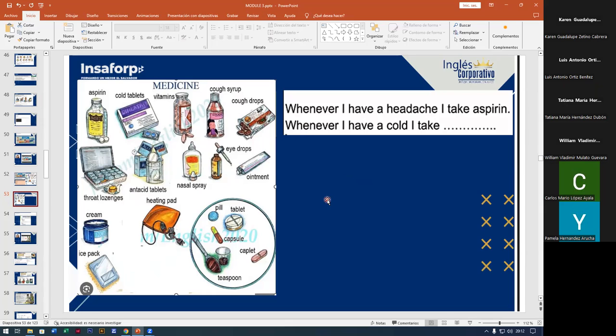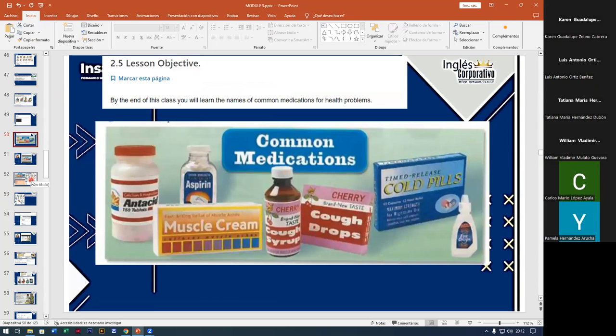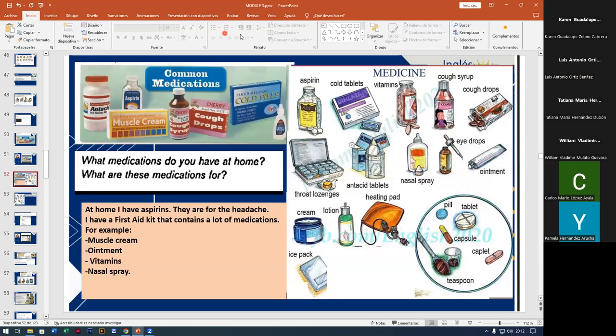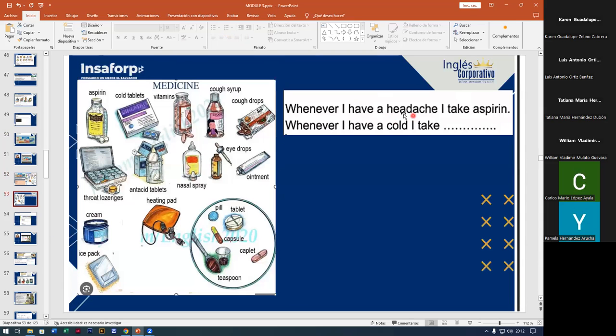Whenever I have, no sé cómo se dice esta palabra. Esta misma que usted tiene acá en el ejemplo. Is this one? Oh, you mean headache. A headache. Whenever I have a headache, I take a strong aspirin. That's good. Yes, a strong aspirin. That's nice. Thank you so much.